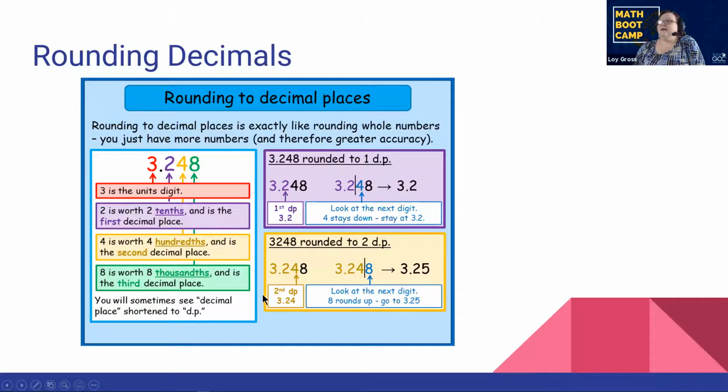It stays the same. Over here, 3.248 rounded to 2 decimal places. We're looking at the second decimal place here, so our key factor is next door, the one to the right, the third decimal place. It's an 8, 5 and above, we give it a shove. That 4 has to go up to 3.25.